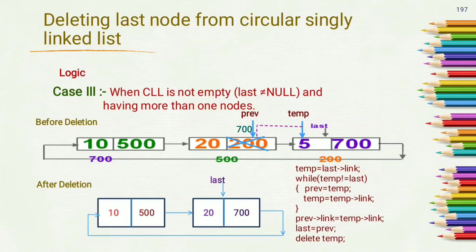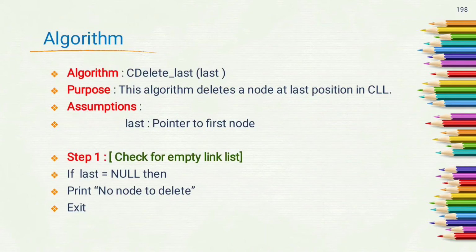Now what we have to do, we have to update the last pointer by the address of this node, because after deletion of this node will become the last node of this circular linked list, and the address of this node is stored in previous. So we have to write last equals to previous. As all pointers are updated, so now we can delete the last node by writing delete temp. So after deletion, circular linked list contains 2 nodes having value 10 and 20. This node is the last node of circular linked list and it is pointing to the first node of the circular linked list. Next is algorithm.